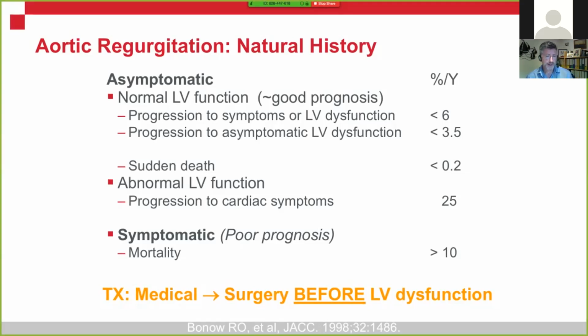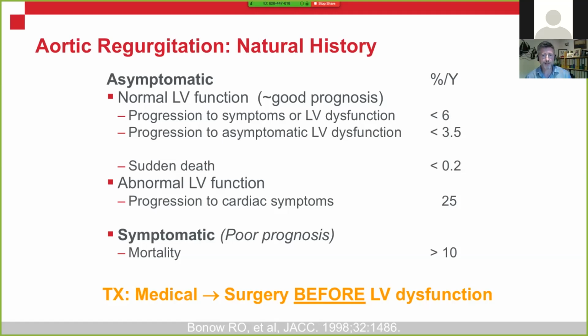If, however, they're asymptomatic but they've got abnormal LV function, then there's significant progression to cardiac symptoms of about 25% a year. So LV function, again, when you're assessing patients with aortic regurgitation, is absolutely key in terms of risk stratifying them. And as I'll come on to later, it has a significant bearing in terms of the timing of intervention or surgery. If the patients are symptomatic, then they do have a very, very poor prognosis indeed.